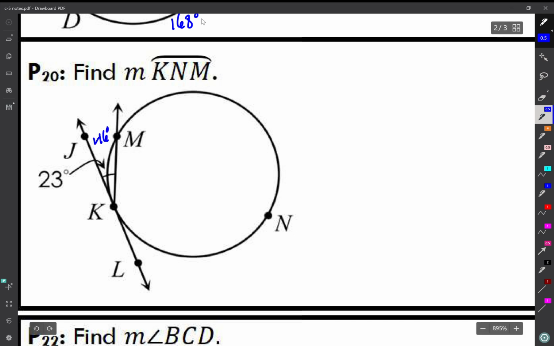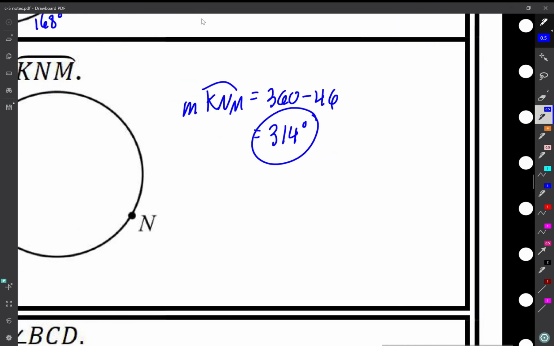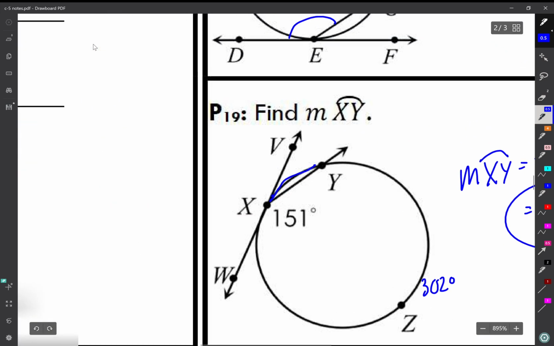Now we'll do the measure of arc KNM. It's just going to be 360 minus this 46, and that'll give me the arc that I want. 360 minus 46 is 314 degrees. So that's our answer. And that is intersections on the circle.